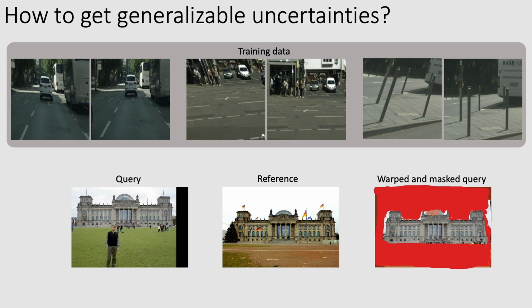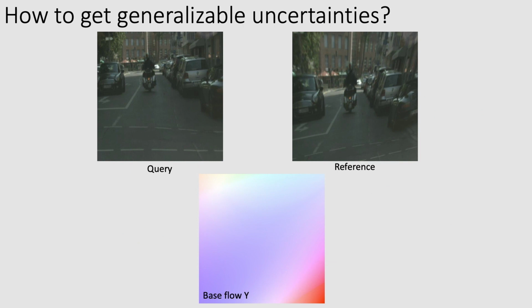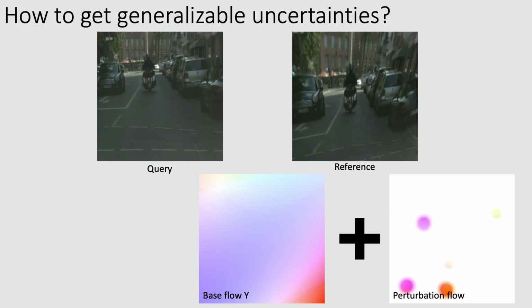So we tackle the uncertainty generalization issue from the data and the network perspective. In terms of data, the major problem is that the synthetic flows are too predictable. We thus introduce small perturbations in the flow that will break its global smoothness.